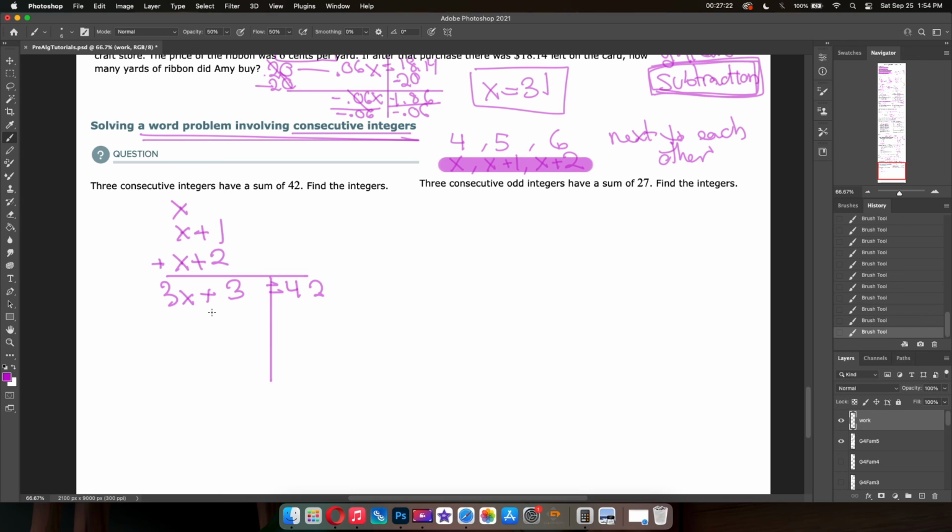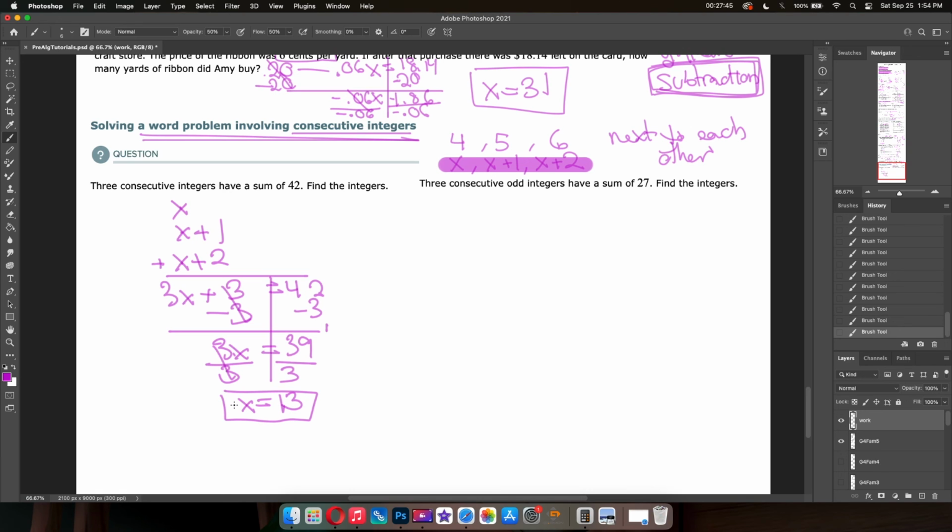So let's start with undoing our addition. So we're going to subtract 3. 3x drops down, and that gives me 39. Next, that's multiplication. How do you undo multiplication? Division. We divide by 3. X equals 13.